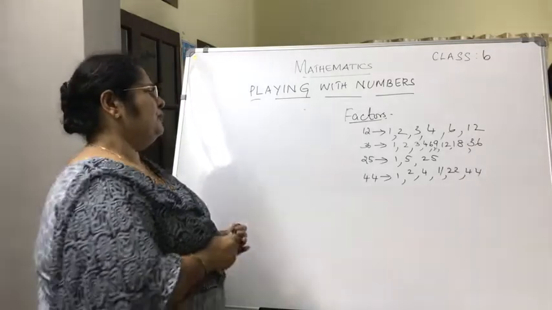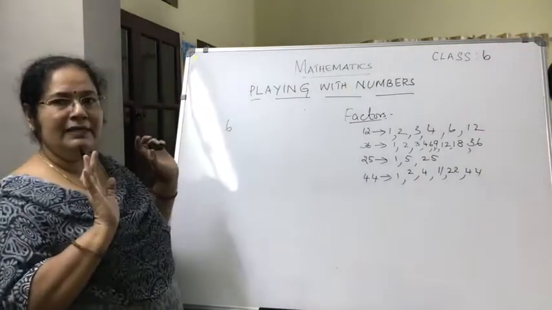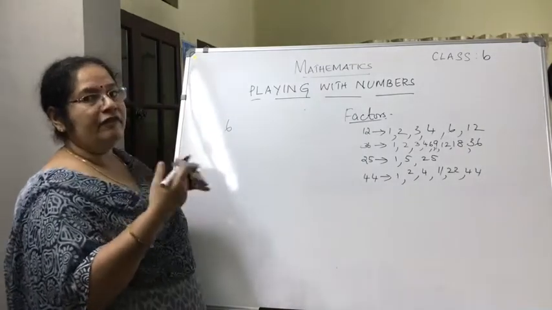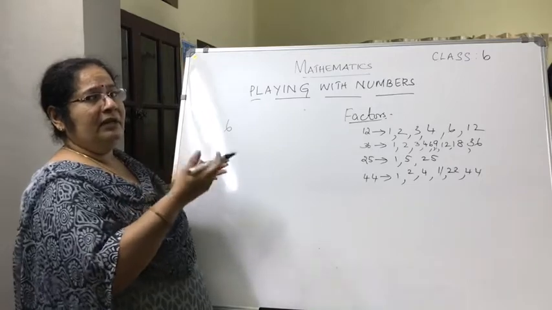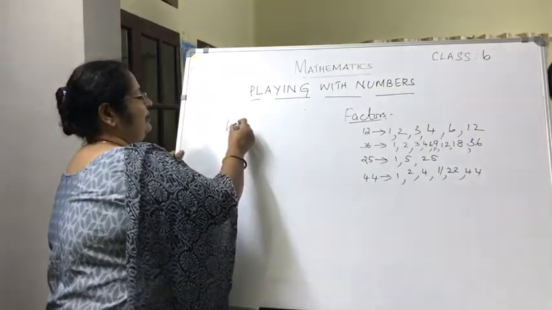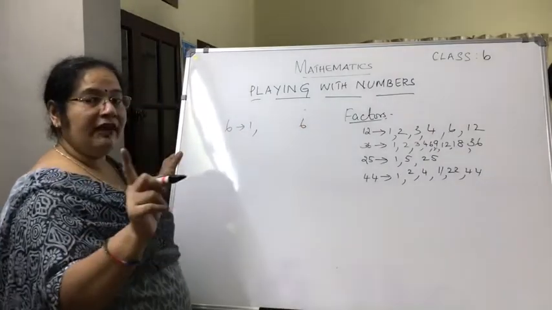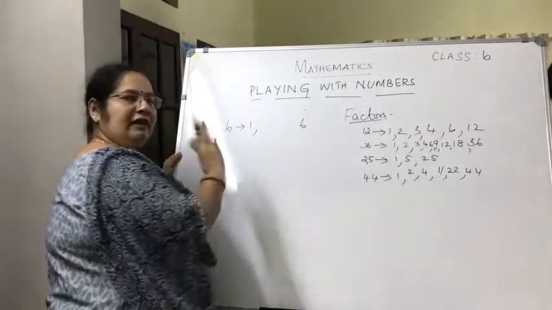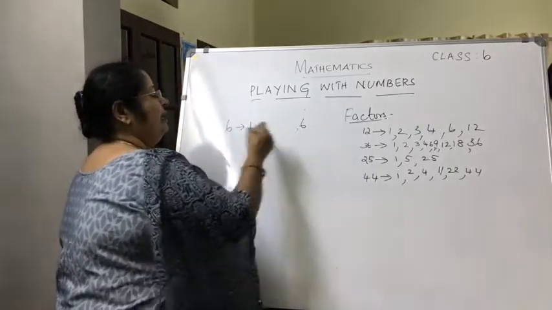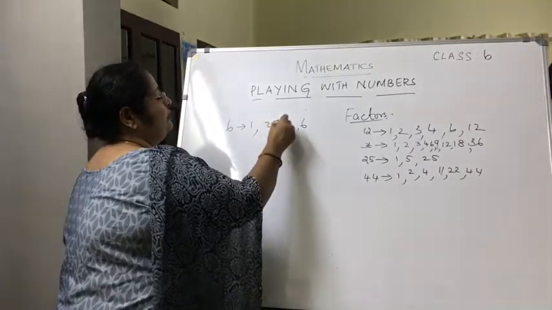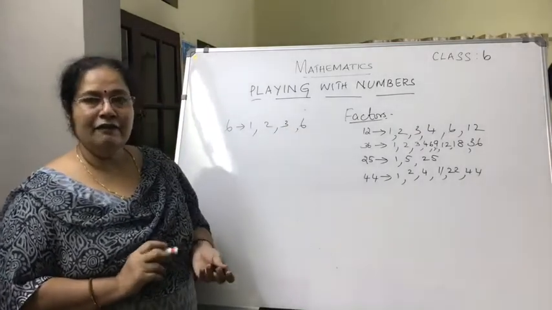Now suppose you take the number 6. What are the factors of 6? You just find it soon, if you can be a little bit fast. Anyway, I am going to write the factors of 6. The factors of 6 are 1 and 6, because we know 1 is a factor of every number. So 1 will be one factor. The number itself will be one factor. So 1 and 6 are the factors. The remaining, which are the factors? 2 and 3. So 1, 2, 3 and 6 are the factors of 6.